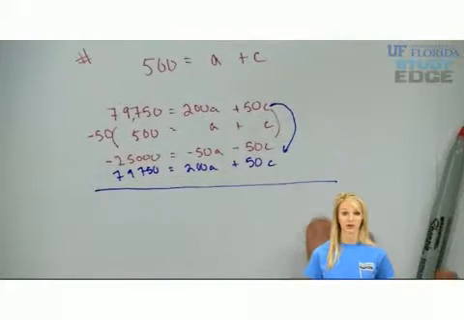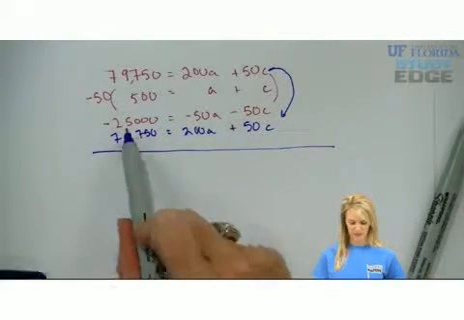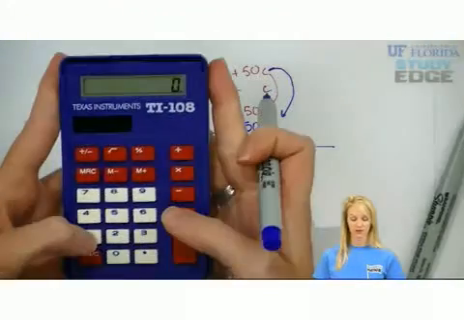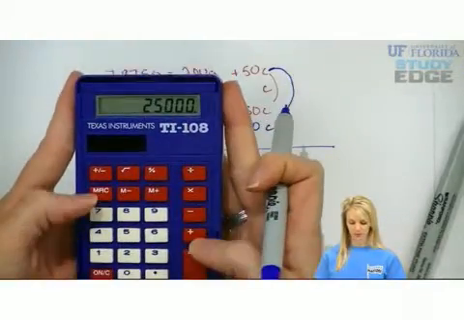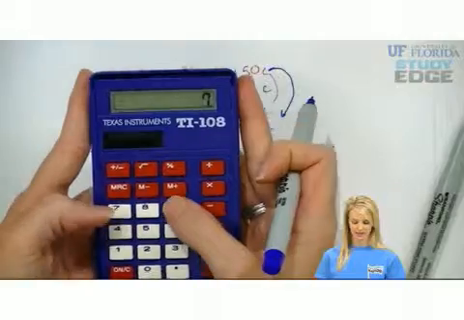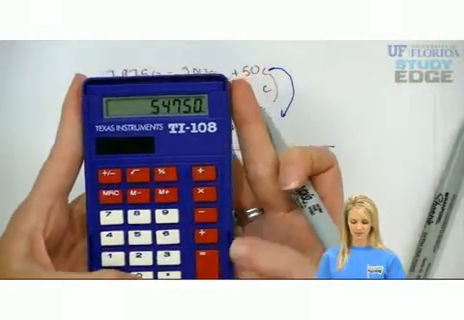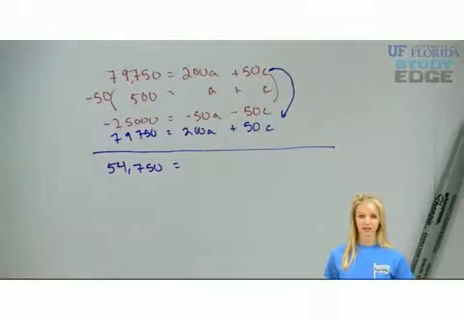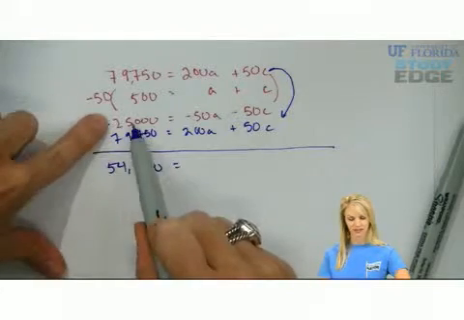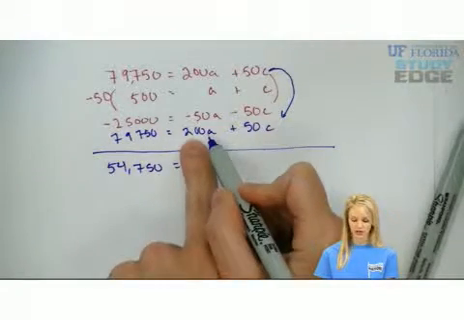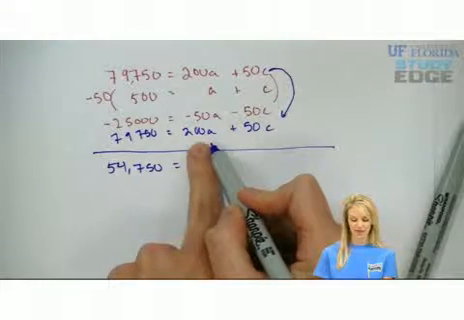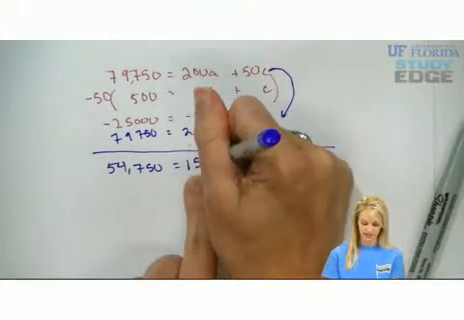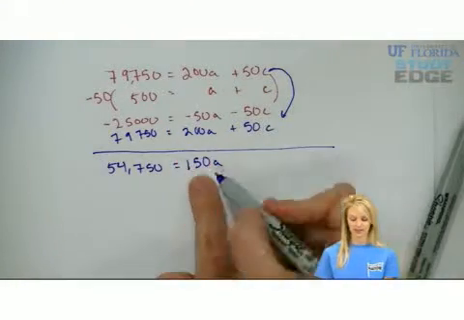Well, now I combine my two equations. I'm going to add them together. Let's see what happens when I do that. I have a negative 25,000 and a positive 79,750. So I have 25,000, make it a negative, and I add up 79,750, and I get $54,750. Now remember, you have a bigger number subtracting a smaller number, so we're going to get a positive. 200A minus 50A, a negative 50A and a 200A, what do we end up with? 150A. If I have 200 and take away 50, I'm left with 150.